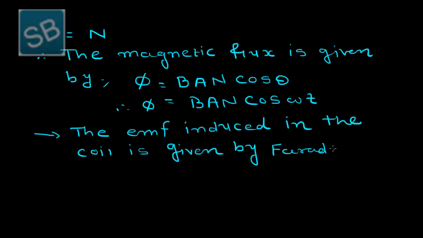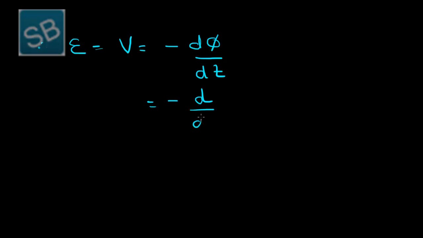Because here now we have to find out the magnitude to start our analysis. So according to Faraday's law, the induced EMF is epsilon, but here I am taking in terms of voltage, because here I have used the galvanometer to measure the current, and current is related to voltage according to Ohm's law, and the remaining things are as it is. So putting the value of phi in this equation, V is equal to minus d by dt of BAN cos omega t.